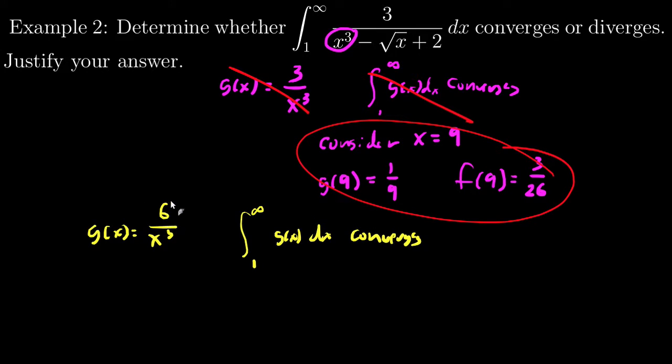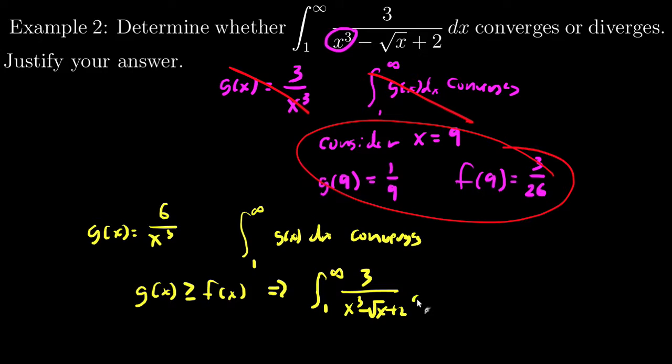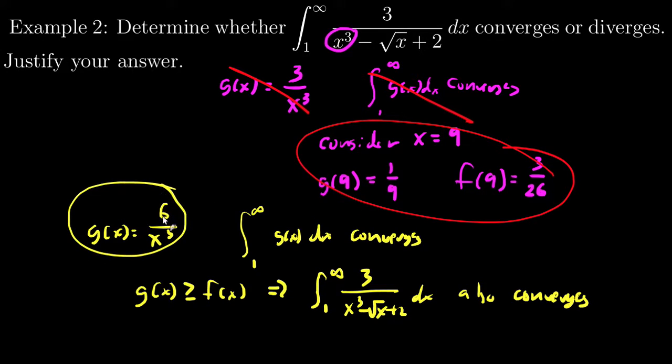And since this is bigger, so the 6 over x cubed fixes these small problems here, we know that g of x is greater than or equal to f of x, everywhere f of x is smaller. This all means that this integral from 1 to infinity of 3 over x cubed minus root x plus 2 dx also converges. So easy to understand, but it can be very difficult to find the correct function to bound some of these.